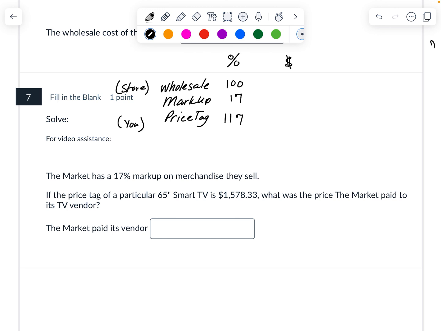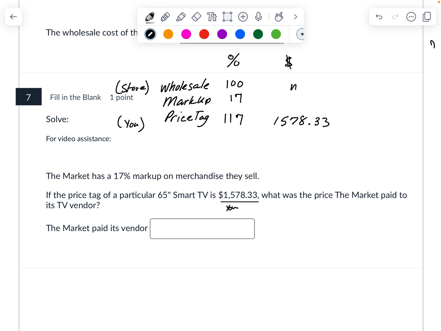Okay? So for every $100 they spend, they're going to sell it to you for $17 more. If the price tag of a particular 65-inch smart TV is $1,000, so that's the price of the item, that's the tag. That's what you are gonna pay. You're gonna pay $1,578.33. What is the price the market paid?